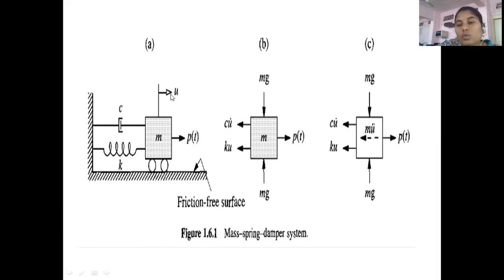And last one is the U. U is the displacement. So you understand all the parameters. M is the mass.